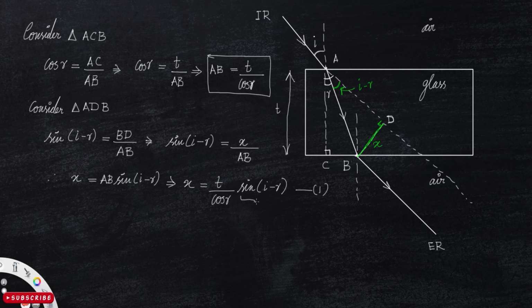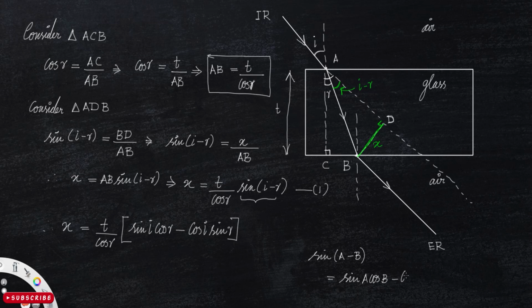Now, let's expand sine (I minus R). Therefore, x is equal to T by cos R times sine (A minus B), which is sine A cos B minus cos A sine B, so sine I cos R minus cos I sine R. Because we know sine (A minus B) is equal to sine A cos B minus cos A sine B. Here A is I and B is R.